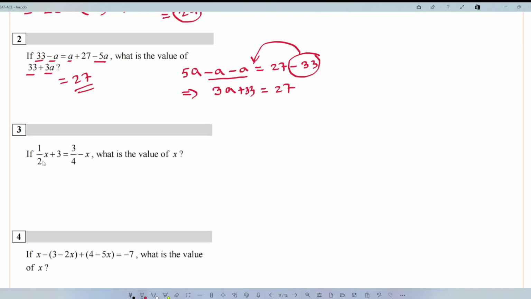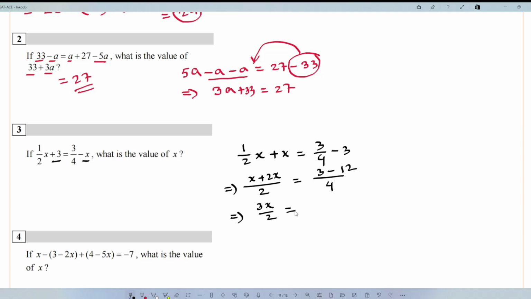Now number 3. Here is 1 by 2x plus 3 equals to 3 by 4 minus x. What is the value of x? So this one, we make x on one side, so 1 divided by 2x, and this minus x we write plus x, equal, here is 3 by 4 and this plus 3 we write minus 3. So we can make the LCM, so here is x by 2 plus x, and here LCM is 4, so 3 minus 4 times 3 is 12. So here is 3x divided by 2 equals to minus 9 divided by 4, right?